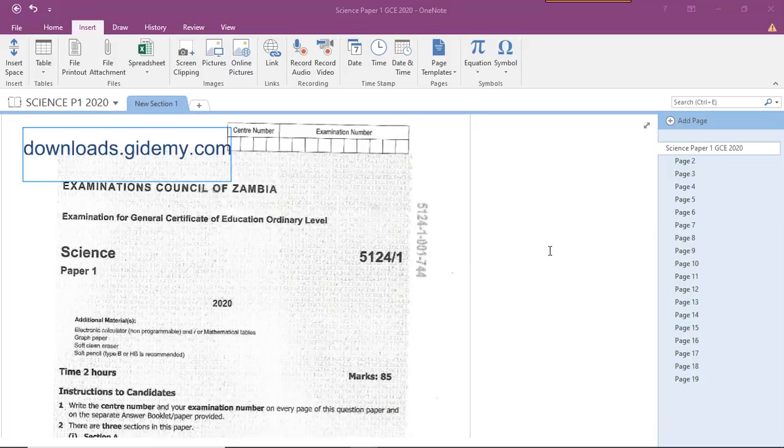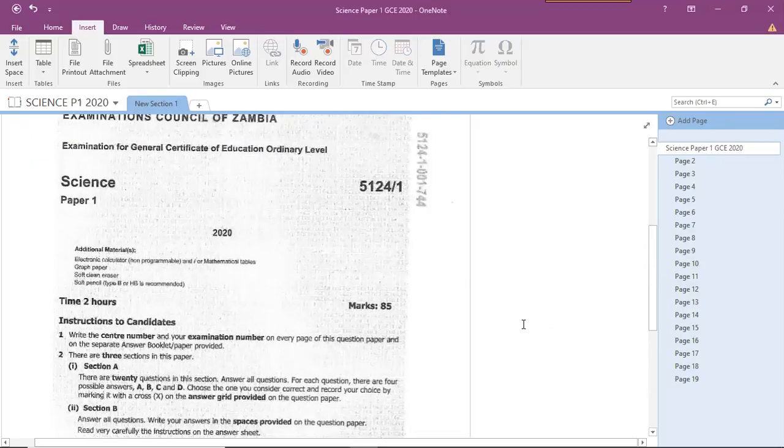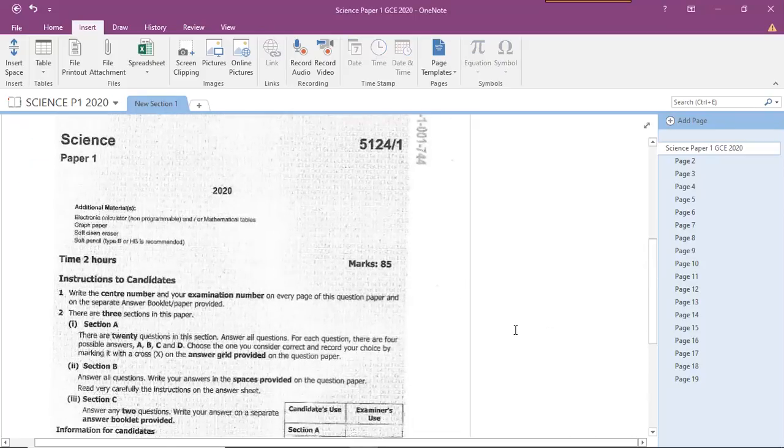So in the exam, you're going to encounter something like this, which says Science Paper 1. This is Science Paper 1 2020, and the paper itself carries 85 marks. All right. So the paper itself carries 85 marks.